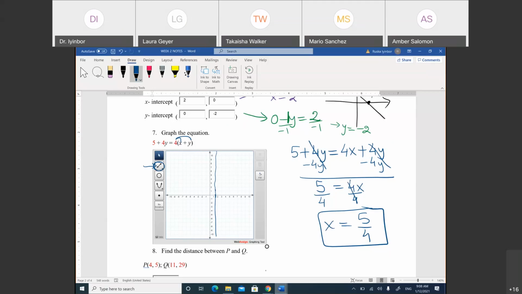Okay? And I can show you how to do that exactly in WebAssign. So it's going to be a vertical line going through x equals 1.25. That's right, 5 over 4 is 1.25. I'm going to show exactly how to do that in WebAssign.